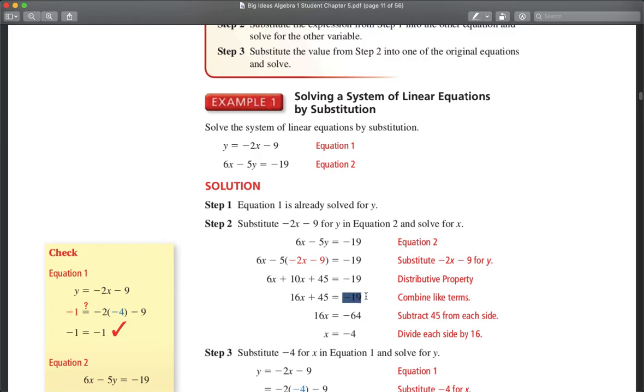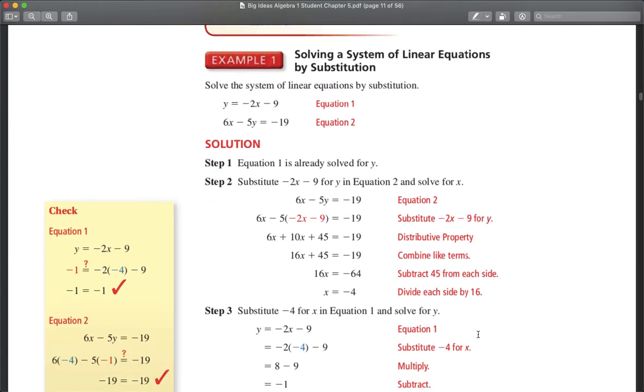And negative 19 minus 45 does in fact give you negative 64. Now you're finally left with this last equation, which is 16x is equal to negative 64. In order to solve for x, because here we're multiplying 16 times x, the opposite of multiplying is dividing, so I'm going to divide both sides by 16. If I divide by 16 here, this cancels out, and I'm left with just x. If I divide 16 here, I'm dividing a negative by a positive. We only have one negative, so it stays negative, and we get negative 4. Notice how they say the exact same thing: divide each side by 16.